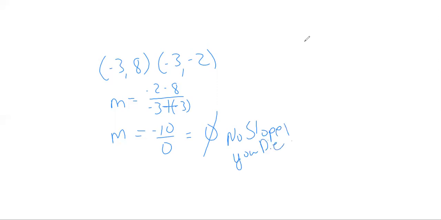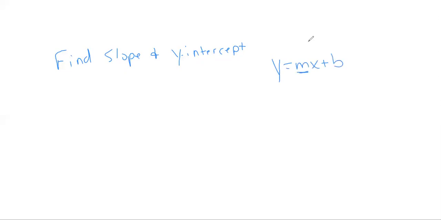All right? So, the next thing we're going to go over is finding the y-intercept and the slope. Well, this is so easy it's disgusting. How many of y'all remember y equal mx plus b? M is slope, b is y-intercept.